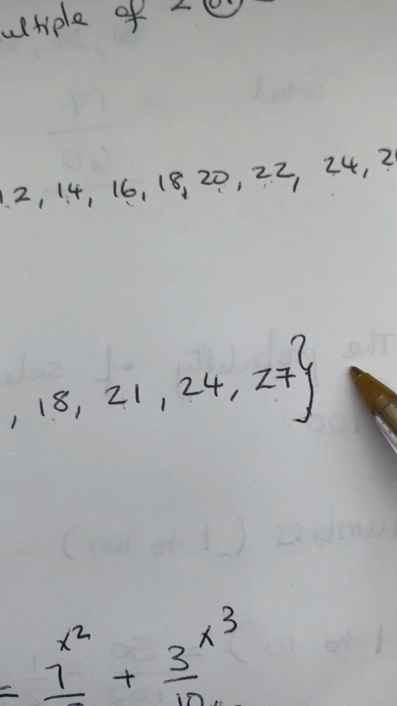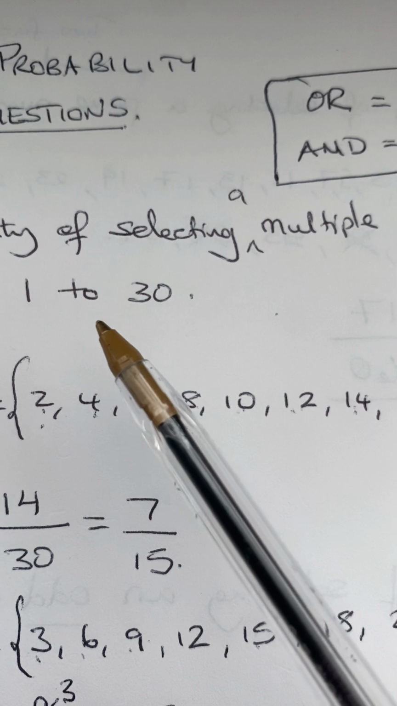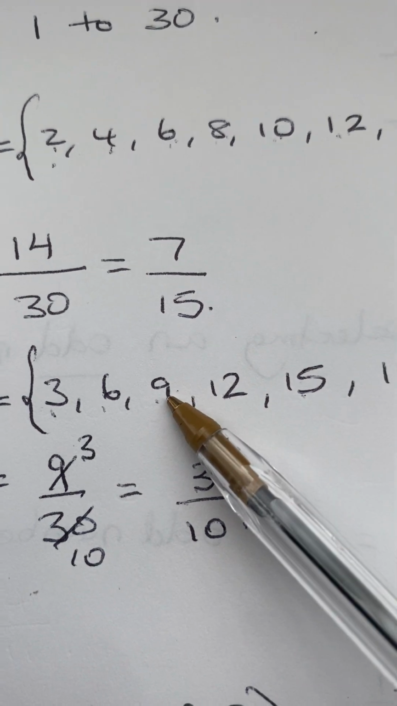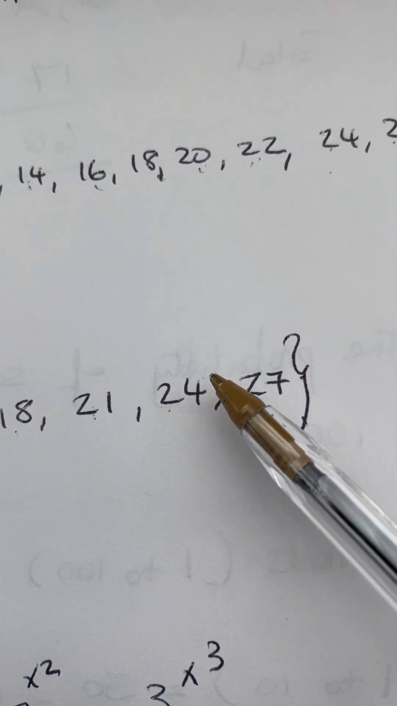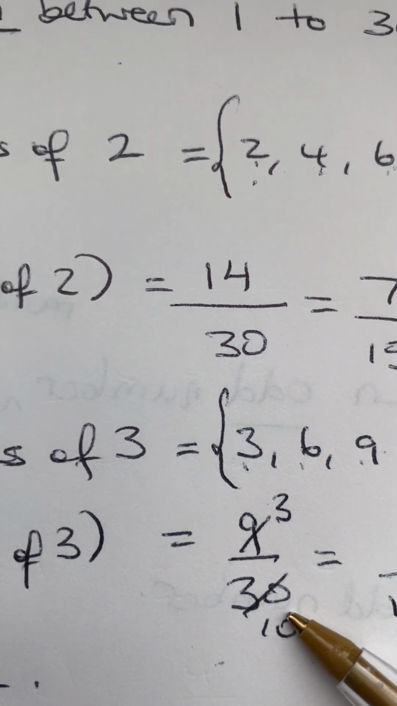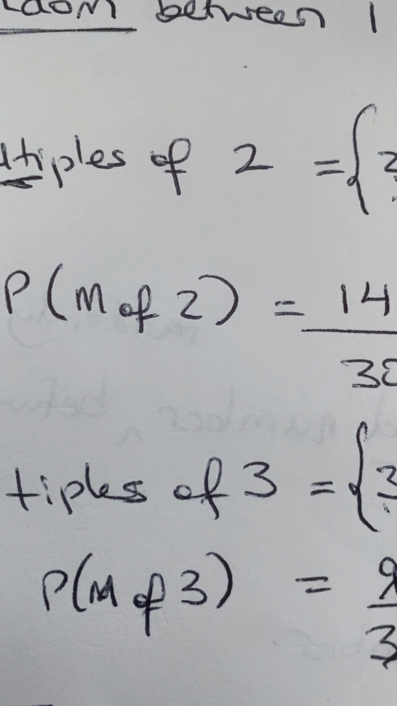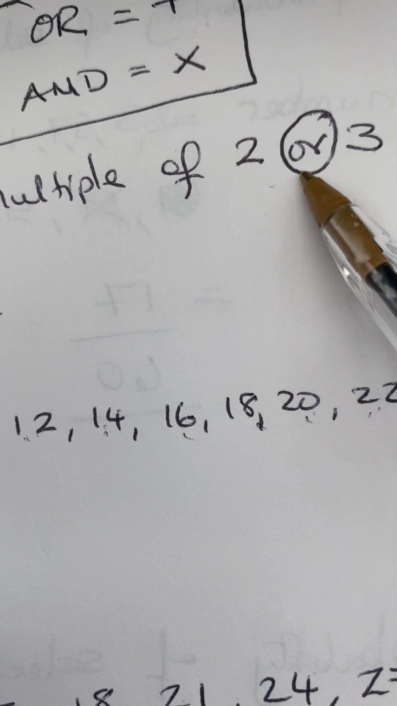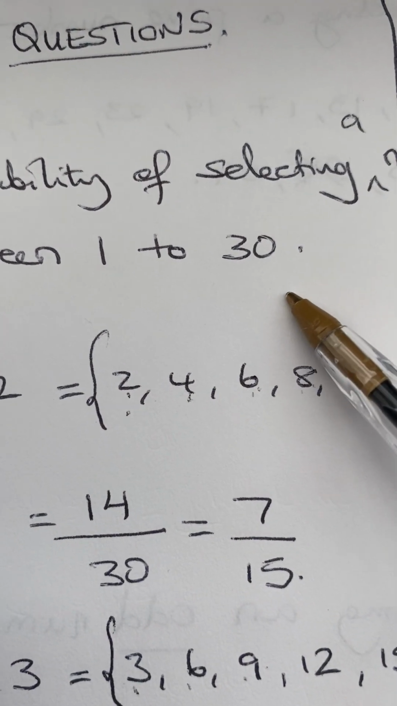30 is not included because it says between. Okay, it says between. So we have 1, 2, 3, 4, 5, 6, 7, 8, 9. So we have 9 out of 30 for probability of multiples of 3. So we are selecting either multiples of 2 or multiples of 3 between 1 to 30.